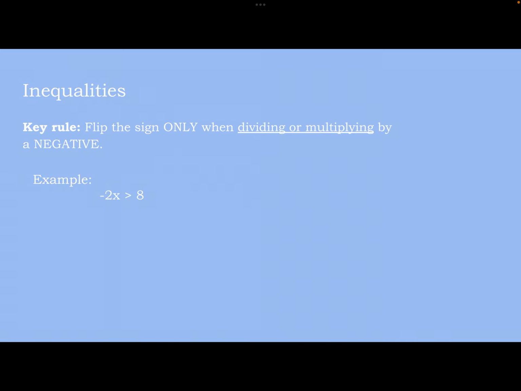Okay, here's a key rule. Flip the sign only when dividing or multiplying by a negative number. So I'm going to divide by -2, which is a negative, so I will flip the sign. It would have been x is greater than -4, but instead it's going to be x is less than -4 because I had to flip the sign.